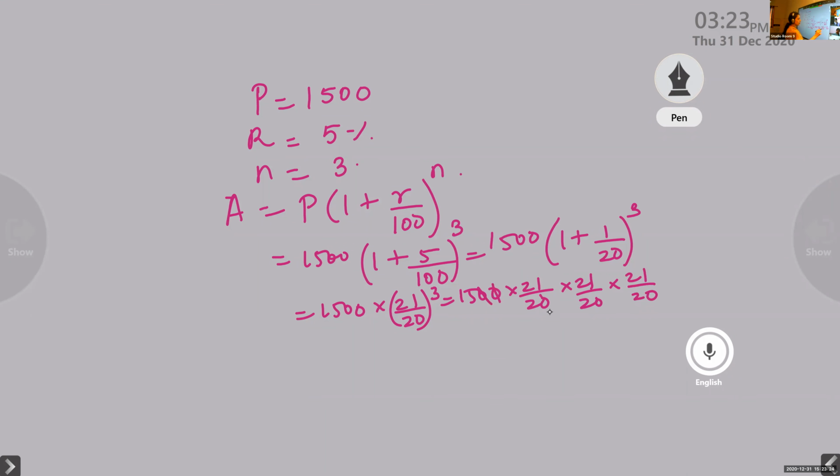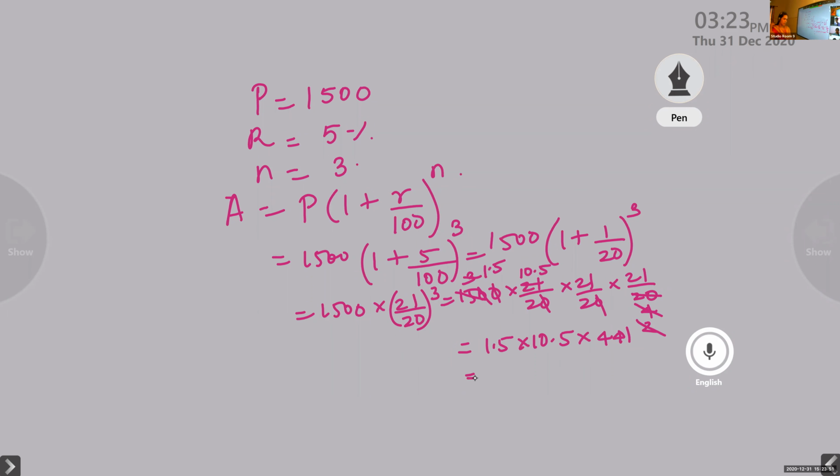So 2 zeros we can cancel. Then 5 3s are 15, 5 4s are 20. Again this one will become 2, this is 1.5. And if you cancel this, this is 10.5. So 1.5 into 10.5 into 21 into 21 is 441.